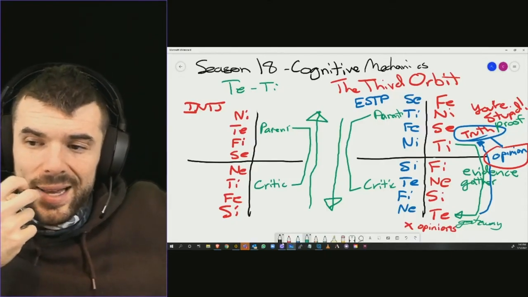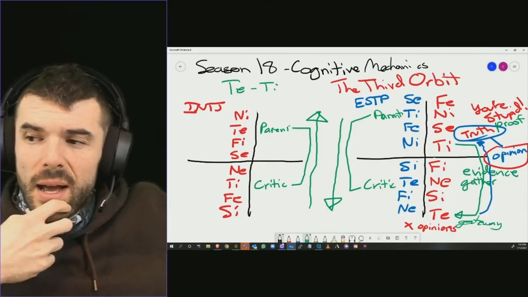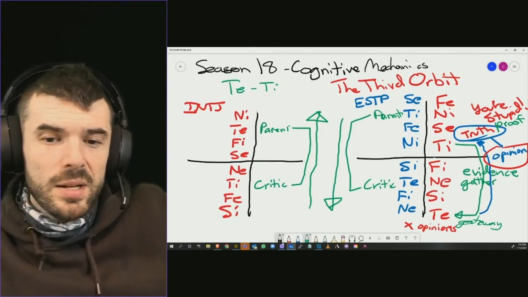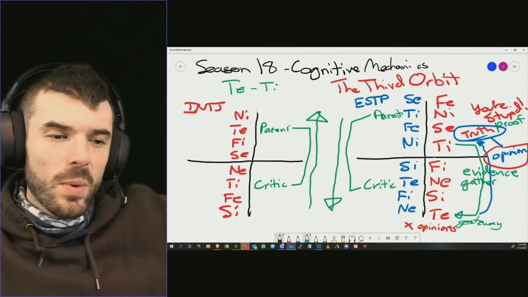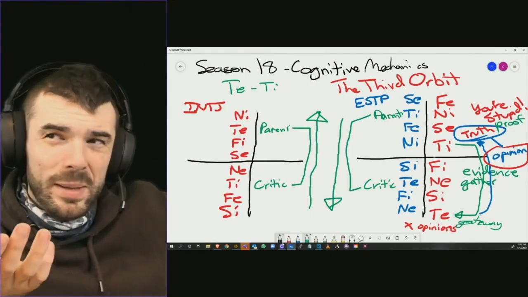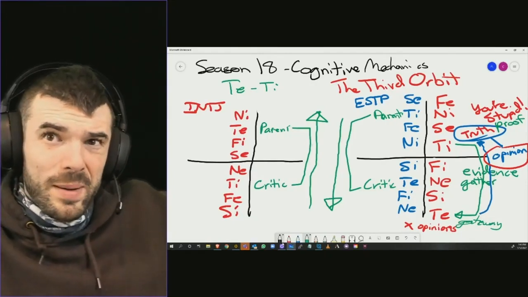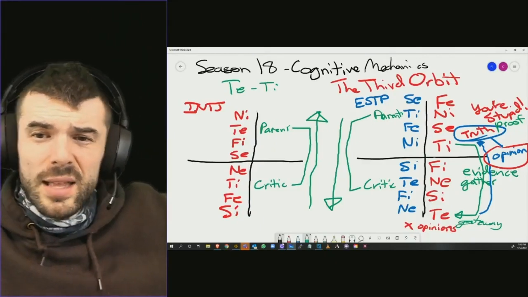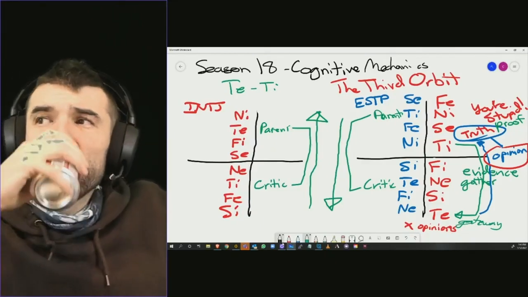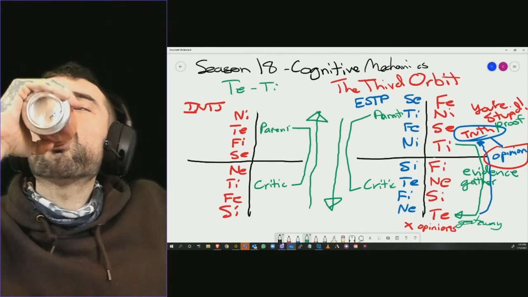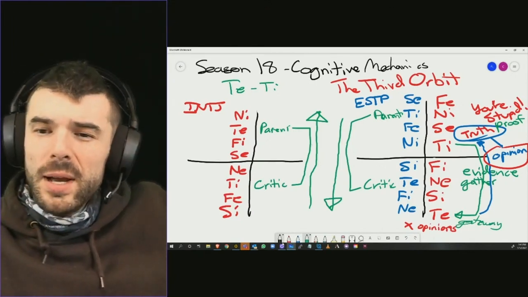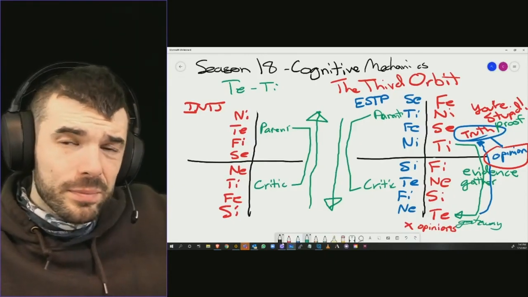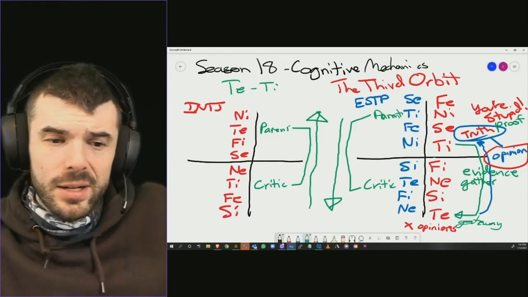So the INTJ is like, oh, hey, I need to go gather, I need to have evidence, I have to have an amazing opinion. But the thing is that the orbit's like, well, wait a minute. How do I know my opinion's actually true? What if my opinion's not true? What do I do there? You know, and that could be a serious problem. How do I know my opinion is correct? How do I know my TE opinion is true?